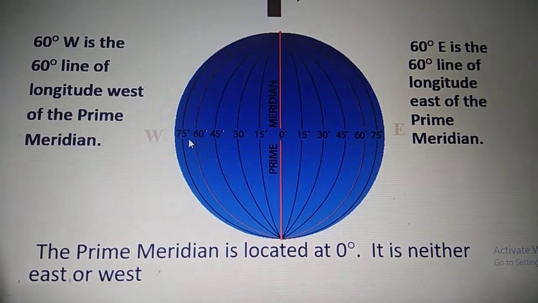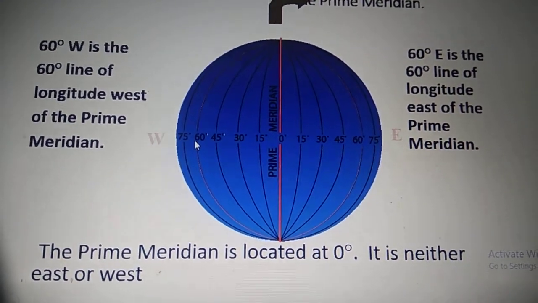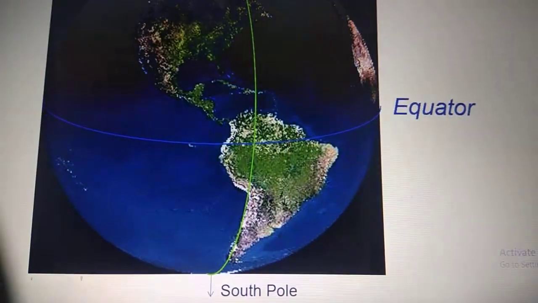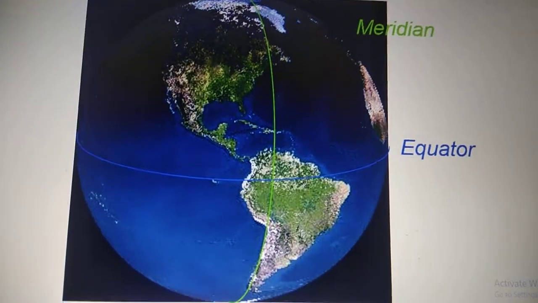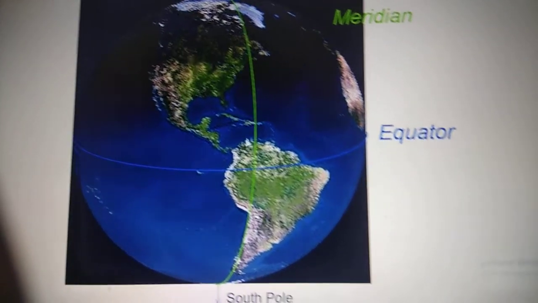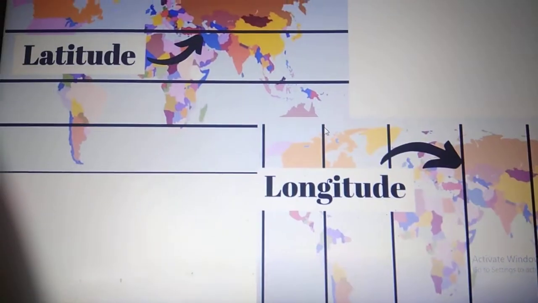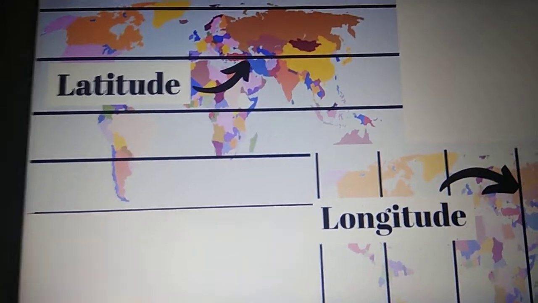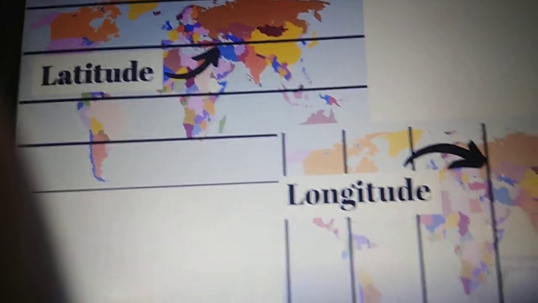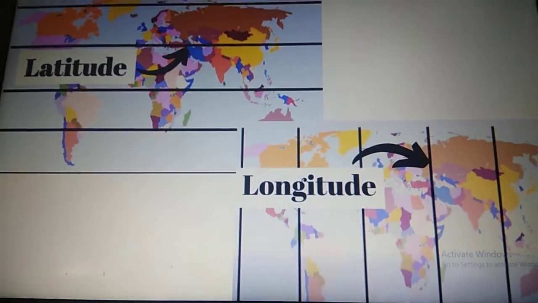What was the starting point for latitude? It was the equator. Starting is 0 degrees. Now here you can see the meridian 0 degree right from here to here, and the equator. So now finally, what are latitudes? You can call them sleeping lines, and what are longitudes? They are standing lines. This is how you have to remember them.